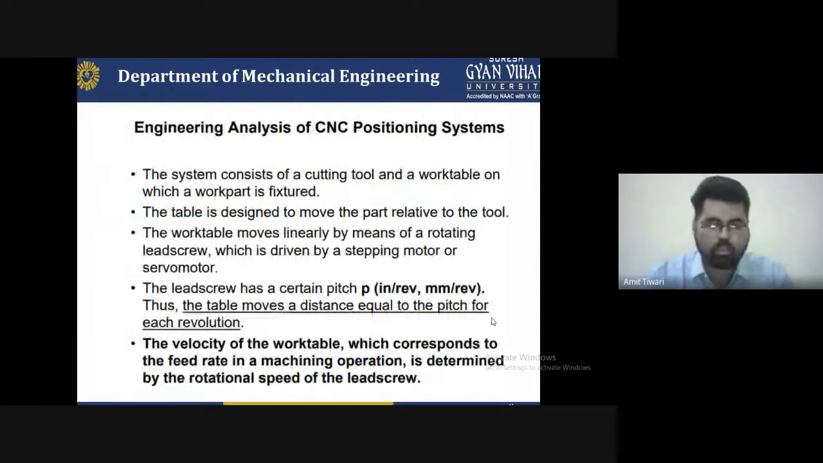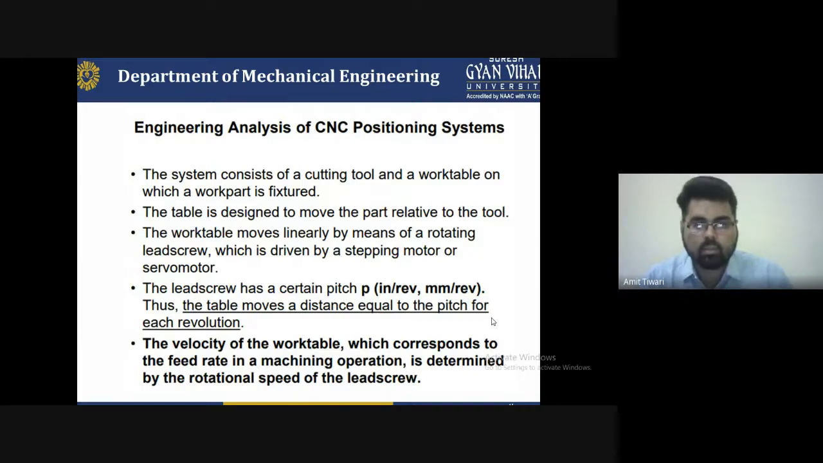Now another one is the engineering analysis of the CNC positioning system. The system consists of a cutter, or we can say a cutting tool, and a workpiece, which is held in fixtures. So the table is designed to move the part relative to the tool. So the workpiece table is moved by means of a rotating screw, which is driven by the stepper motor.